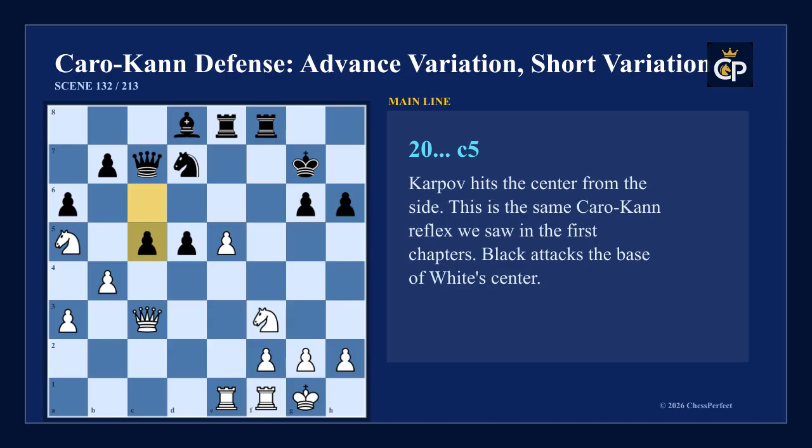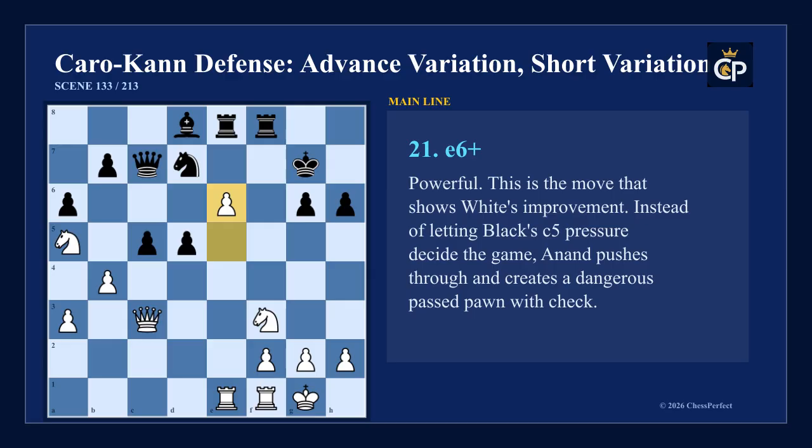c5. Karpov hits the center from the side. This is the same Caro-Kann reflex we saw in the first chapters. Black attacks the base of White's center. e6, check. Powerful. This is the move that shows White's improvement. Instead of letting Black's c5 pressure decide the game, Anand pushes through and creates a dangerous passed pawn with check.